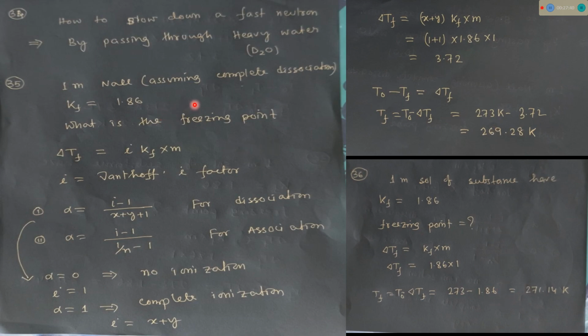In that case we consider the complete dissociation, that's why the i term came. In this case i equals 2, meaning there are 2 ionic species after dissociation of the solute, that's why the i term becomes 2. In the other case no i term is there, so only del Tf is equal to Kf into m. In that case del Tf equals i into Kf into m.